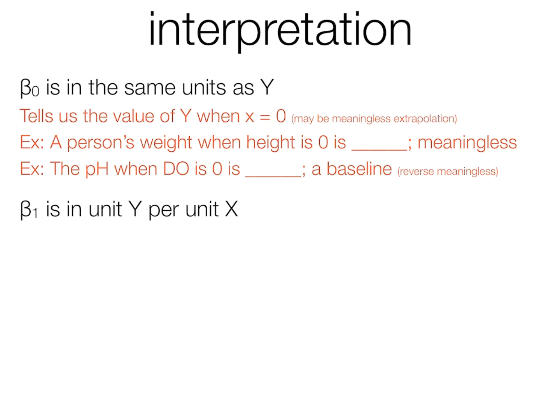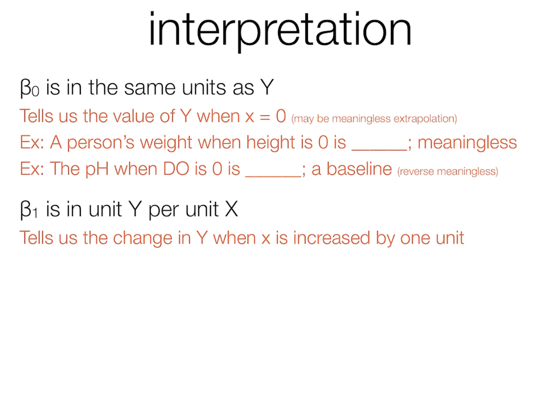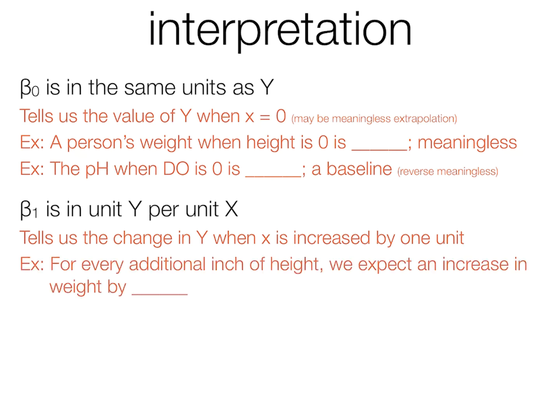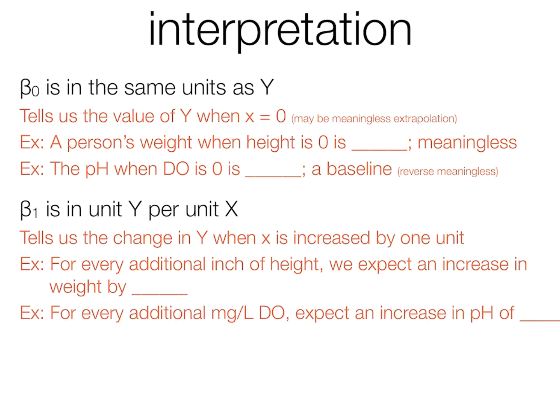Beta 1 is interpreted in units y per unit x, just like in lines ordinarily. It tells us the expected change in y when x is increased by 1 unit. For example, for every additional inch of height, we expect an increase in weight by whatever beta 1 is. Or, for every additional milligram per liter dissolved oxygen, we expect an increase in pH of whatever beta 1 is.